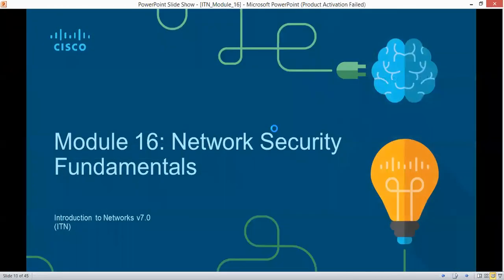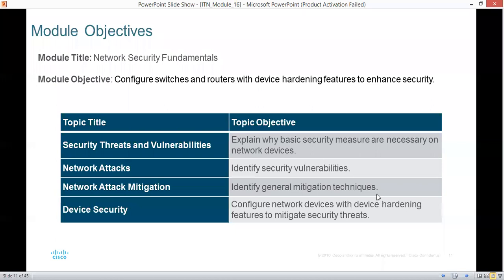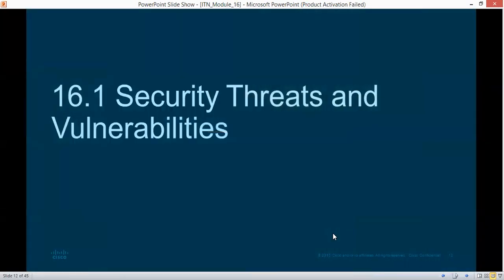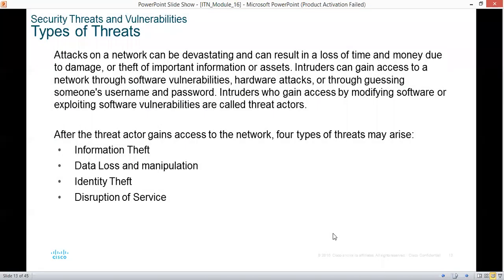So let's look at the objective for network security. At the end of the whole CCNA1, the student should be able to explain basic security measures that are necessary on normal network devices, identify security vulnerabilities, identify general mitigation techniques. In other words, look at some basic techniques on how to mitigate certain attacks. Configure network devices with device hardening features to mitigate security threats.